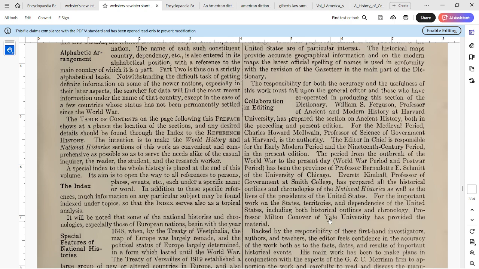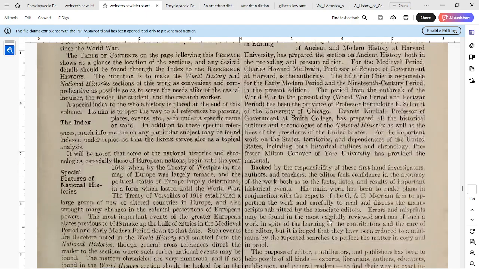Everett Kimball, Professor of Government at Smith College, has prepared all the historical outlines and chronologies on the national histories, as well as the lives of the Presidents of the United States. For the important work on the states, territories, and dependencies of the United States, including both historical outlines and chronology, Professor Milton Conover of Yale University has provided the material.